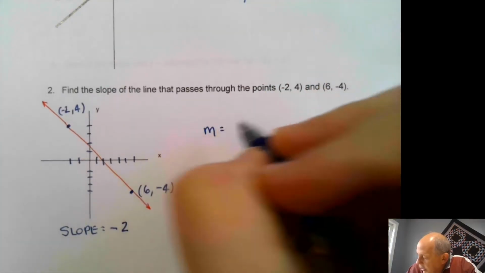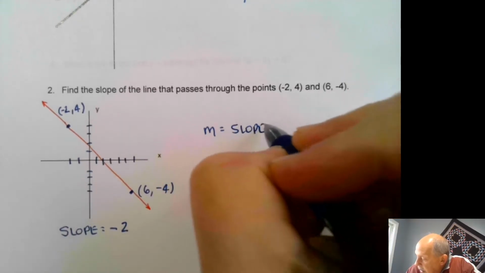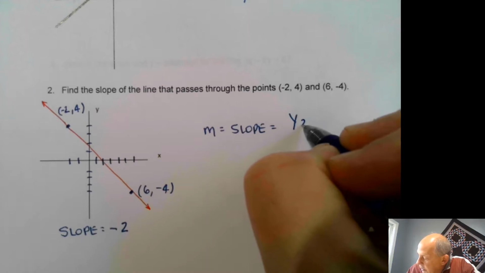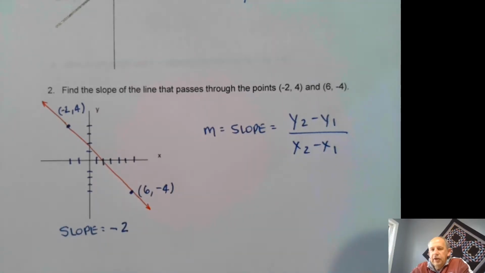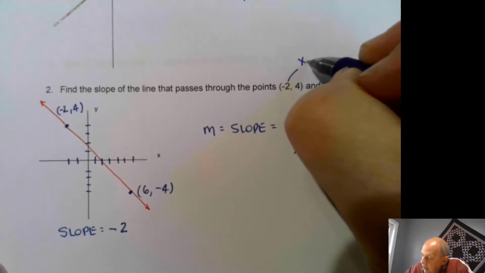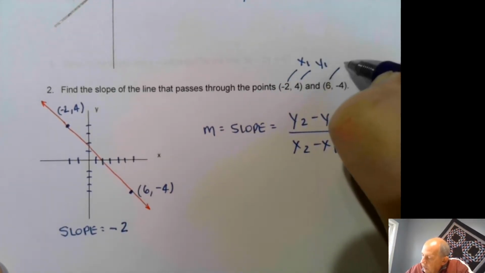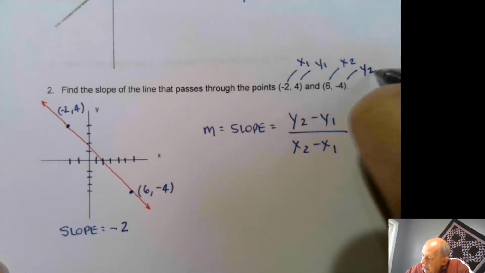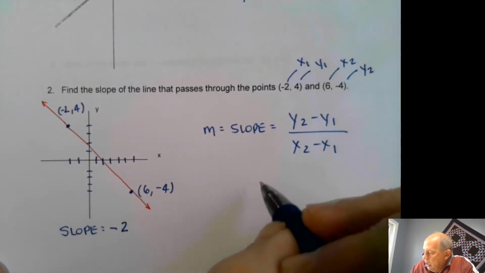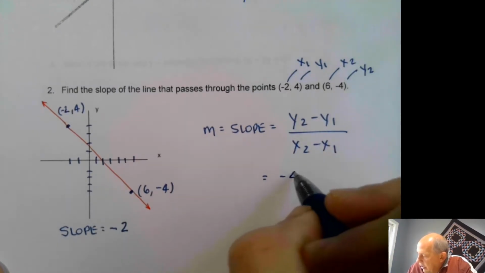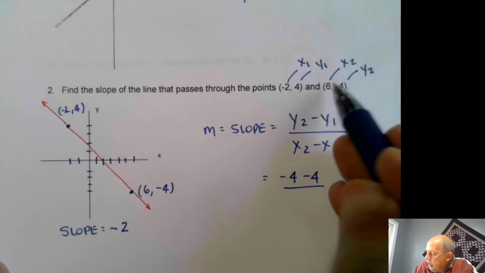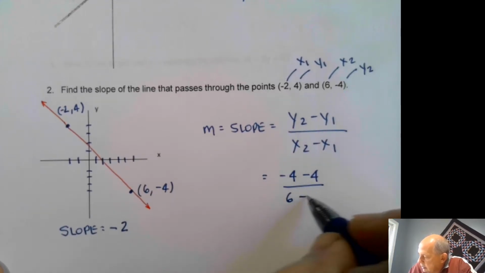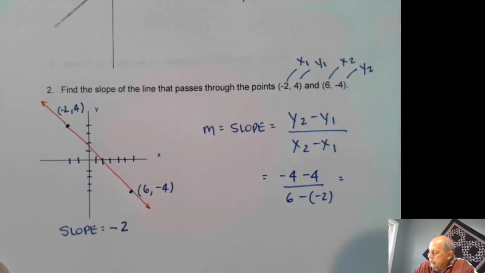So for the slope m of the line between those 2 points, I'm going to use that formula. Let's plug in the x-coordinate of my first point, the y-coordinate of my first point, x2, y2. Let me plug in y2 at negative 4, y1 at positive 4, and I'm going to subtract those two values. x2 is 6, minus x1, which is negative 2.